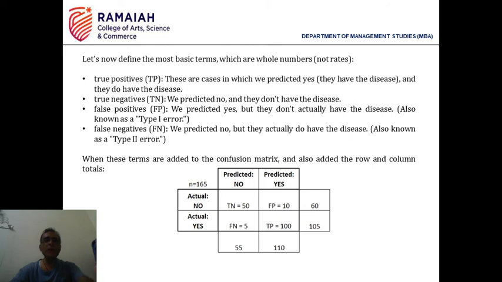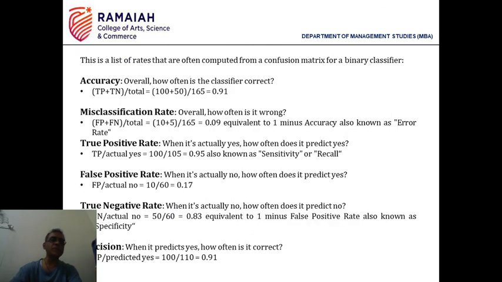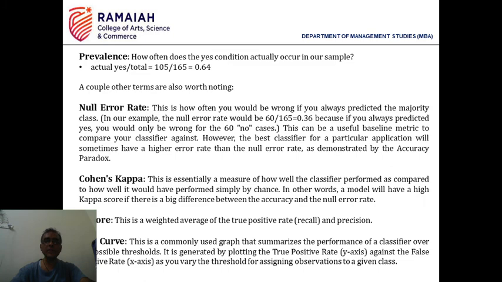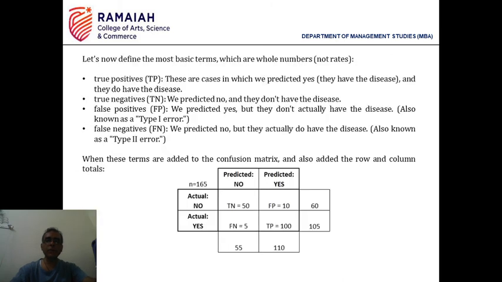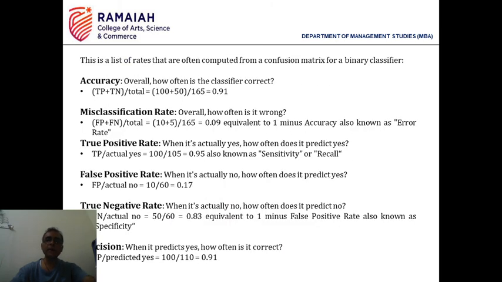I hope this diagram is very useful for you all to understand how the calculation works. The precision: when it predicts yes, how often is it correct? True positive divided by predicted yes. True positive is 100 divided by 110, which is the predicted number, which gives you 0.91.